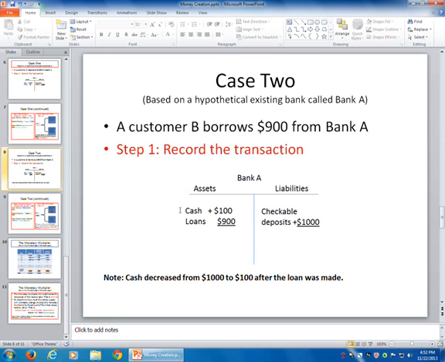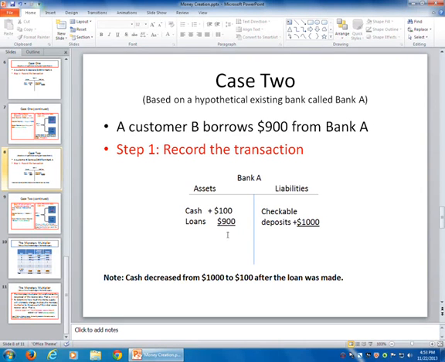If you remember from case 1, the cash was $1,000, but this customer B is coming to borrow $900, so the cash amount drops from $1,000 to $100 because the customer got a $900 loan. So cash drops by $900, and the bank will then credit its loan account for the amount of the loan outstanding. It's giving $900 to customer B, and so it'll adjust its loan account by $900. So cash drops from 1,000 to 100. Loans go from 0 up to 900.